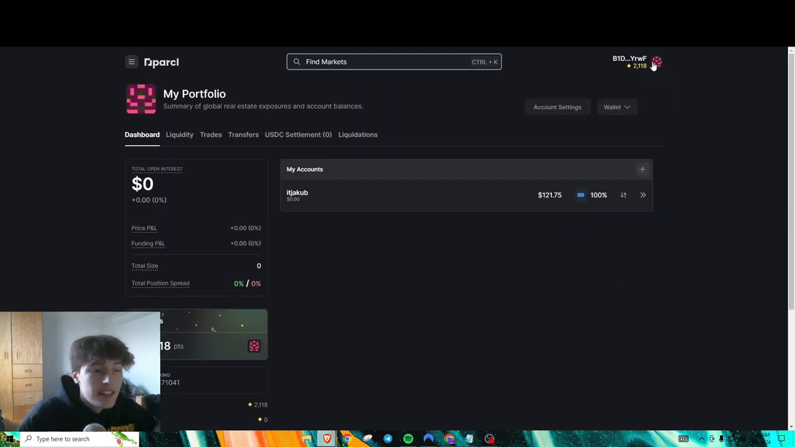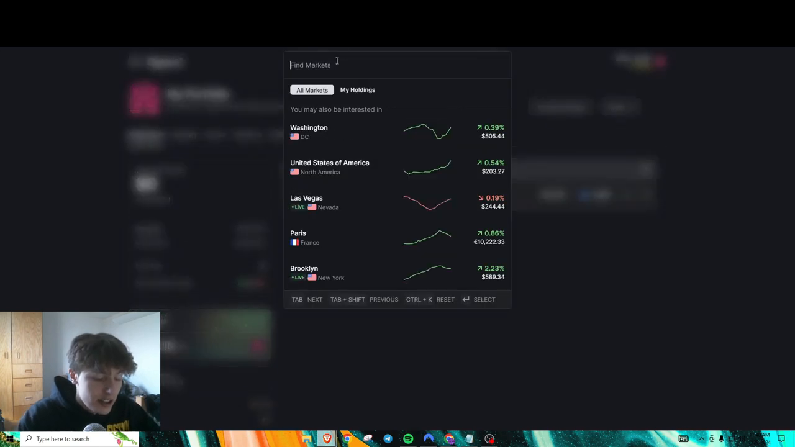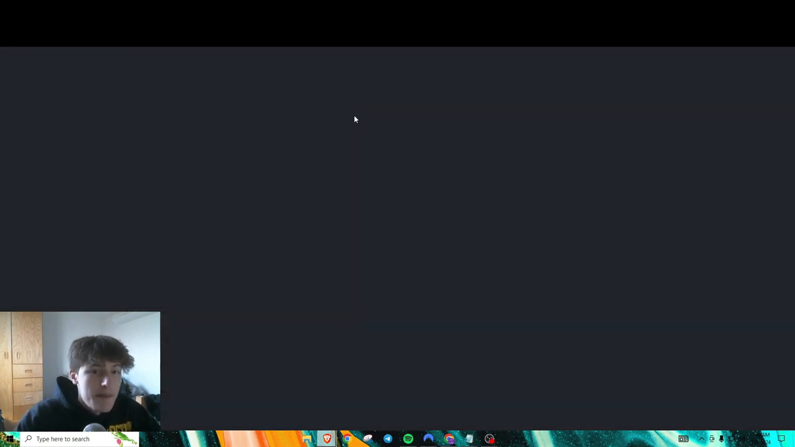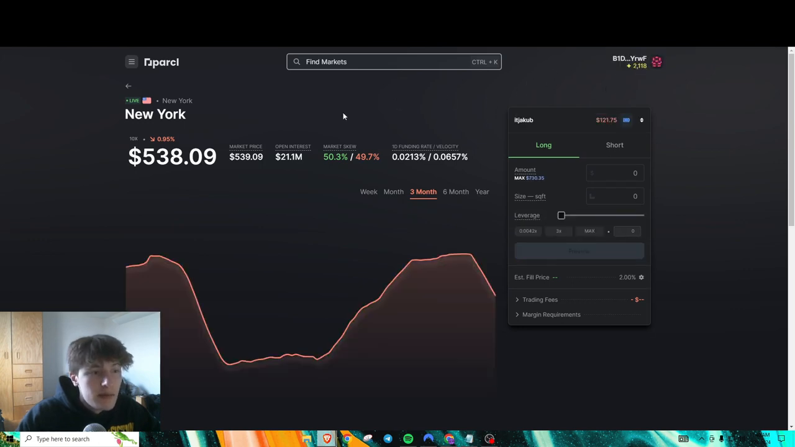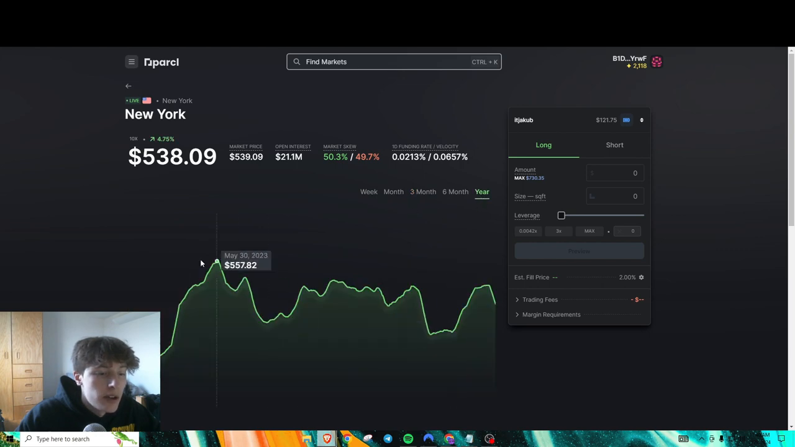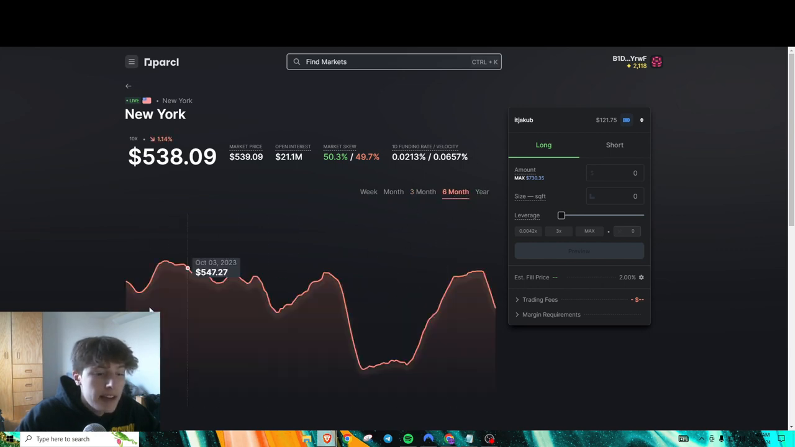But we're basically going to be trading the New York market, right? Because of how low the price action is. So in the past 6 months, it's literally only traded within a 5% range. So you shouldn't lose that much money at all doing this, but obviously you never know what could happen.